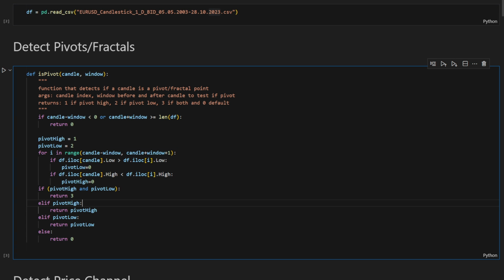This function takes the candle index, then a window, which is the number of neighbors to consider on the left and on the right of the candle before testing if it's a pivot high or a pivot low. And the function returns an integer: 1 for a pivot high, 2 for a pivot low, and 3 if you have both, like a candle that has extreme values, so it's higher and lower at the same time than all of its neighbors, which is a very rare occurrence, but we need to categorize it as well.